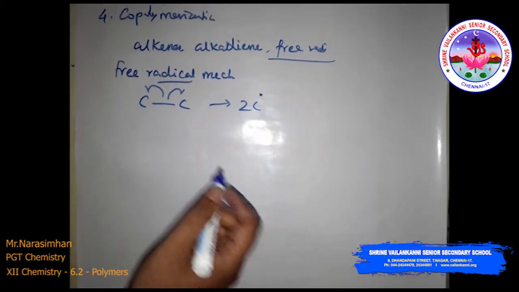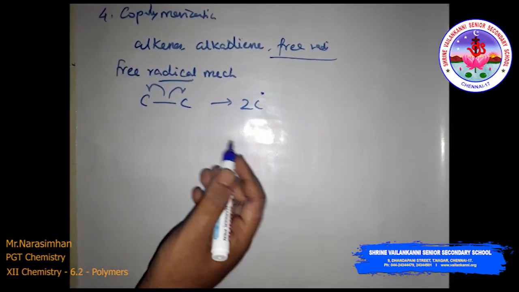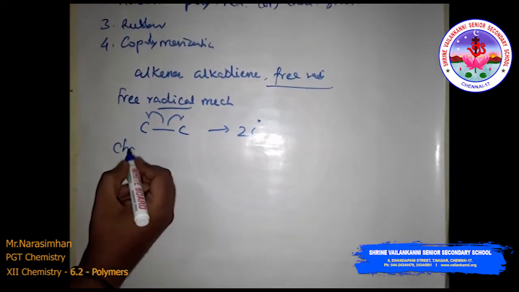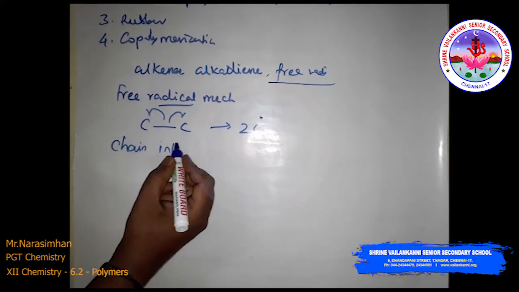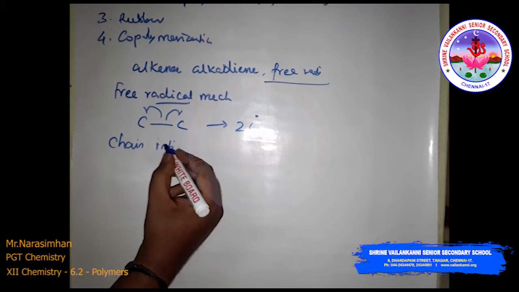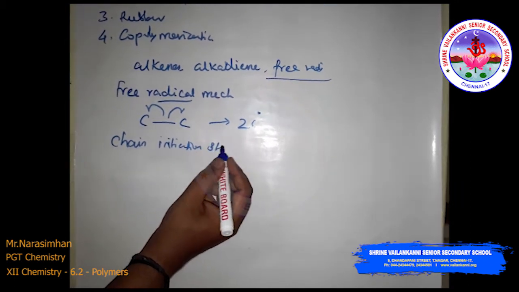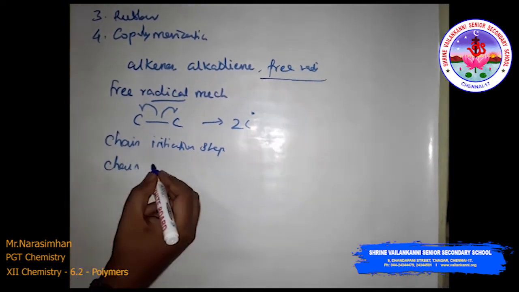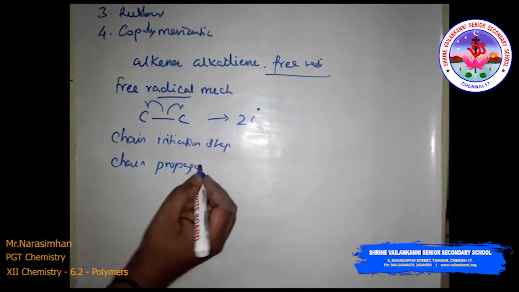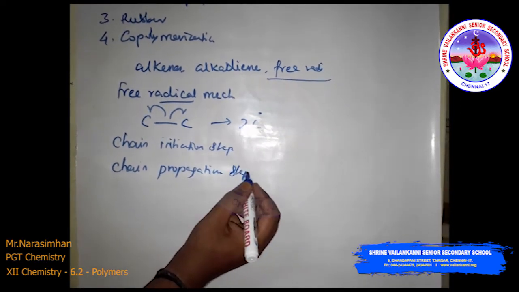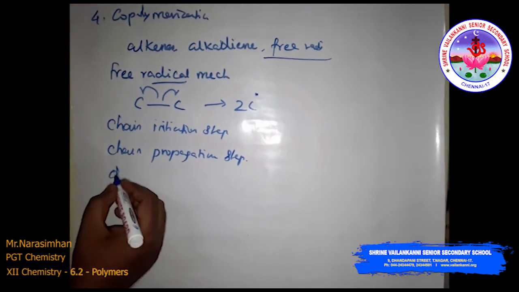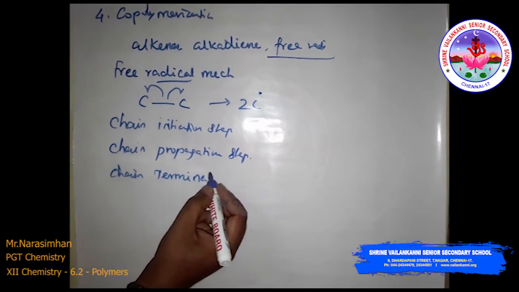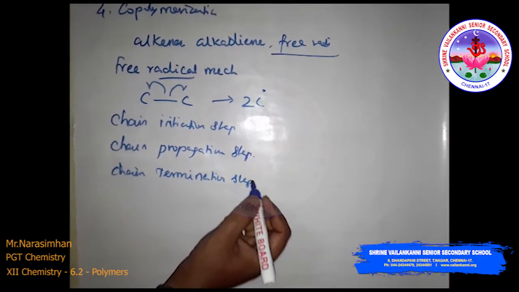Here the free radical mechanism involves three steps. That is a three-step mechanism. The first step is the chain initiation step. The second step is the chain propagation step. And the third one is the termination step. So this is the three-step mechanism.